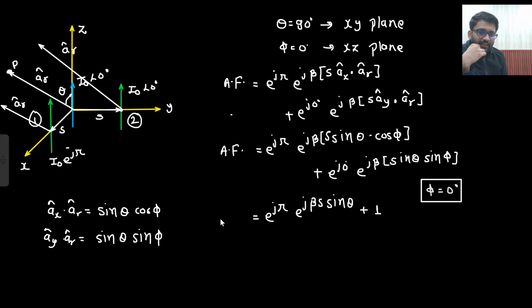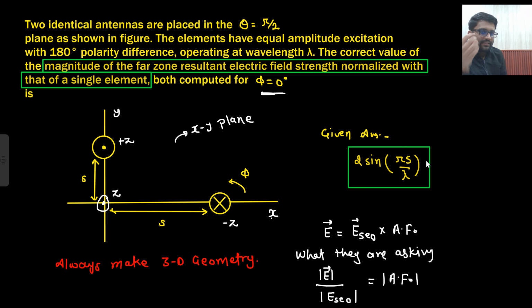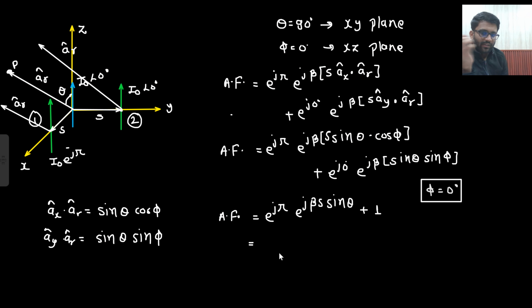Right? So this is the array factor we are getting. Now the answer was given this. So all the options are in sinusoid only. So now I need to get a sinusoid out of it. Options were sinusoid or cosinusoid. So what can I do? One thing I remember, what is that?